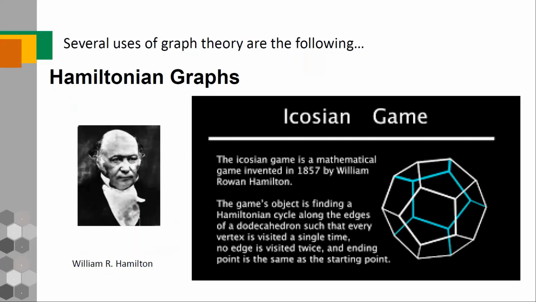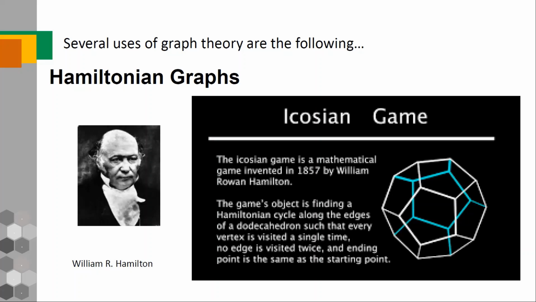One of which is Hamiltonian graphs. William Hamilton also pioneered this, because of his Icosian game. His Icosian game is a mathematical game invented in 1857 by William Rowan Hamilton. The game's objective is finding a Hamiltonian cycle along the edges of a dodecahedron.